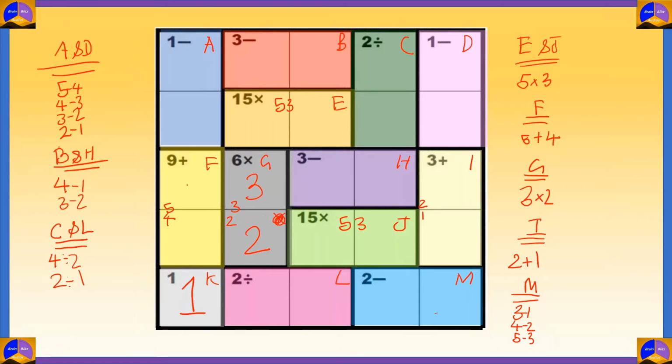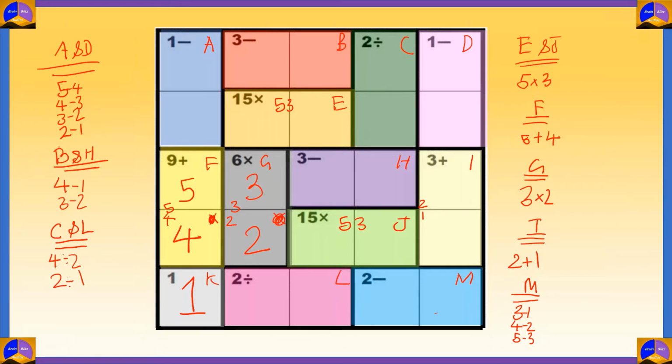It's a similar case for cage F. We know that 5 will come in this cage, so the 5 in cage F can't be over here, as if it was there then it would be a repeat of 5 in the same row. So here it would be a 4 and here a 5.